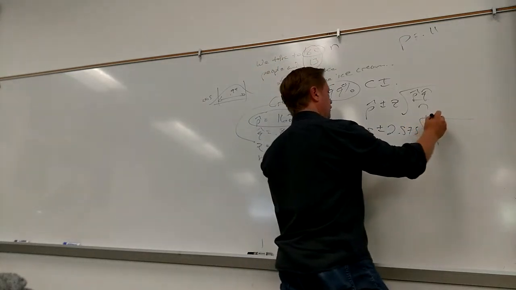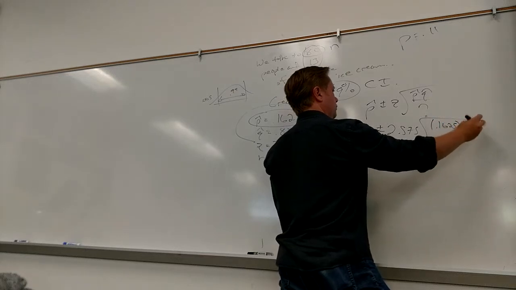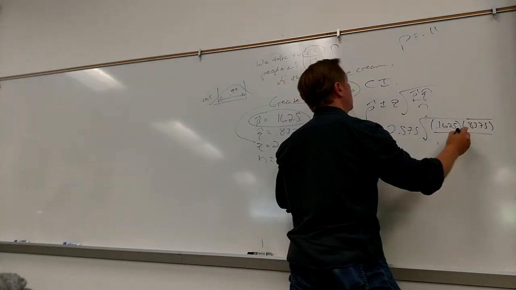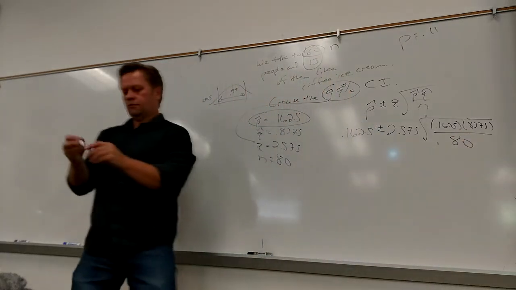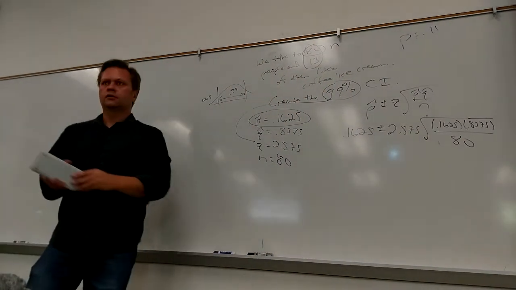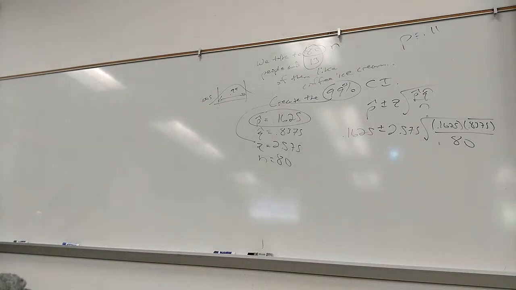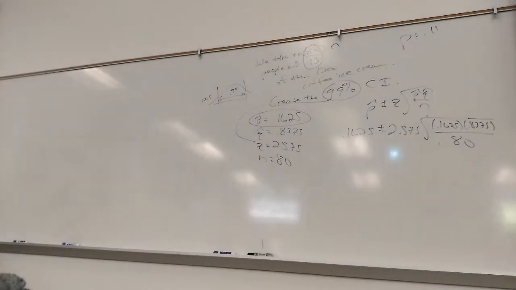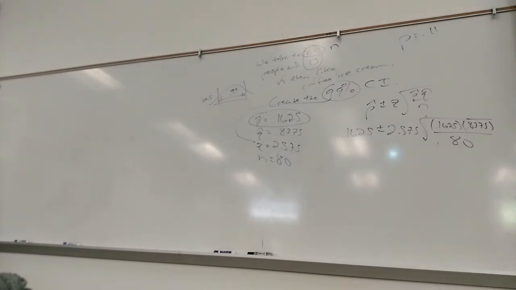Square root of 0.1625 times 0.8375 divided by 80. Now the big mistake people make is they don't put this in the calculator correctly, and it all goes wrong. So what's the first piece of that I highly recommend you figure out? Yeah, the error. There we go. All right, there we go.